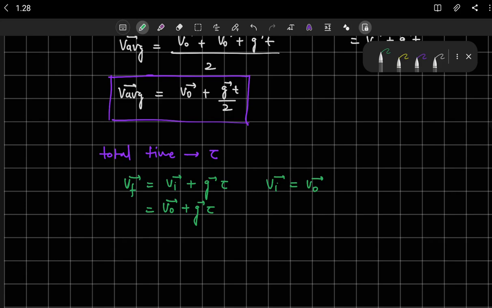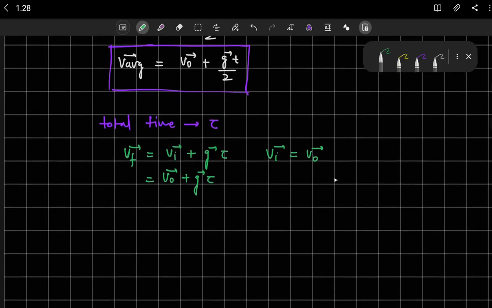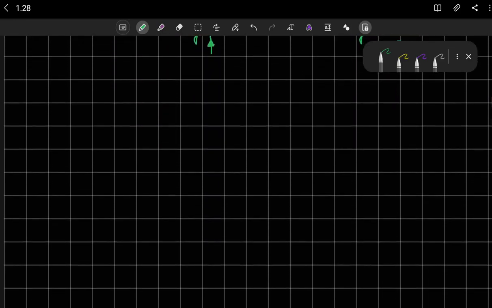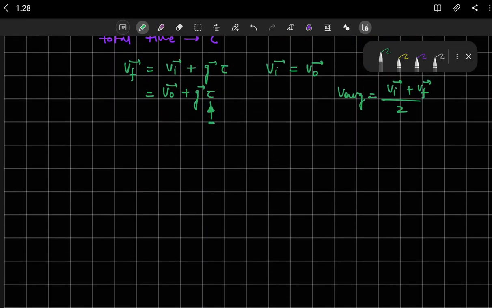So in this particular expression, if we find the average velocity, we can write it as the initial velocity vector plus the final velocity vector, whole divided by 2, but we don't know the value of tau. In order to find this particular value, we have to analyze the motion of the body.